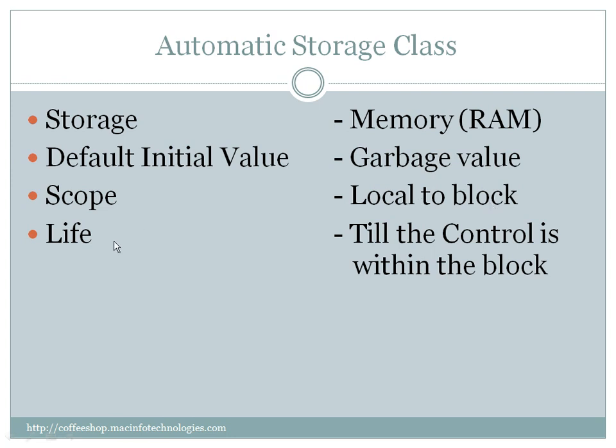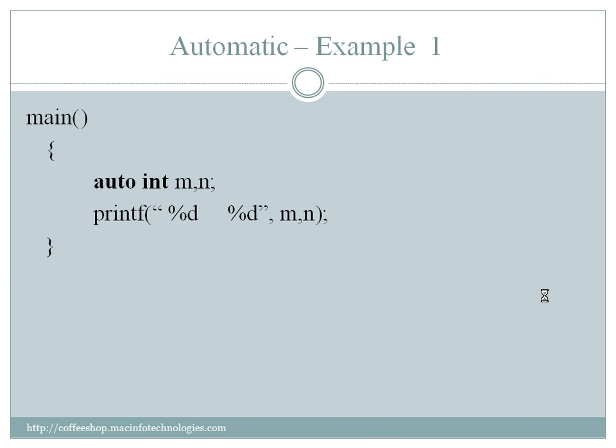What is the life of that variable? When we declare a variable inside a block, the variable is available to the user, or alive, till the block is executing. Once the control comes out of the block, the variable is lost, so that variable cannot be accessed again. Till the control is within the block, the automatic variable declared inside that block will be available. After that it will be destroyed. We'll see one example.